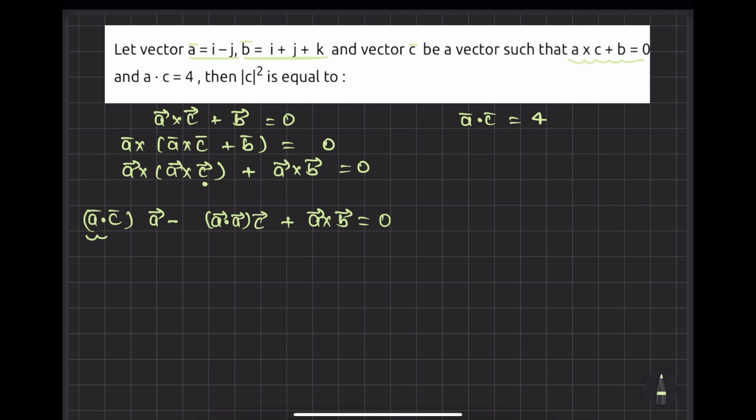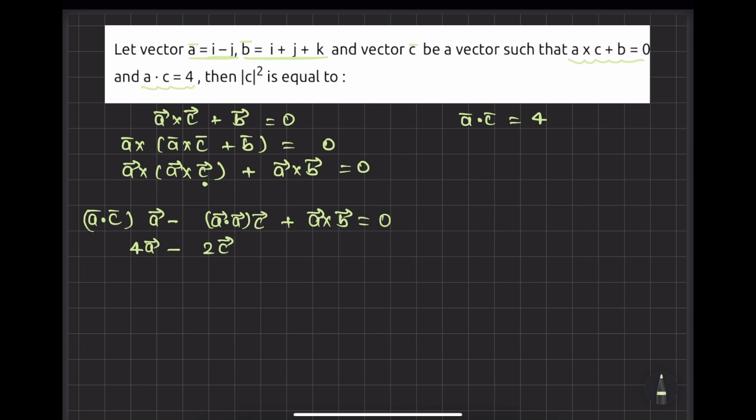Now, who is A dot C? Look at this, it is already mentioned. So, 4 times A. Now, who is A dot A? A dot A is mod A square. Mod A is what? Root 2. So it is 2C. Then we have A cross B.